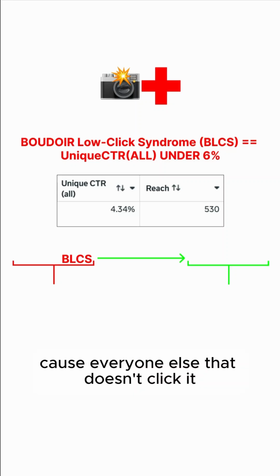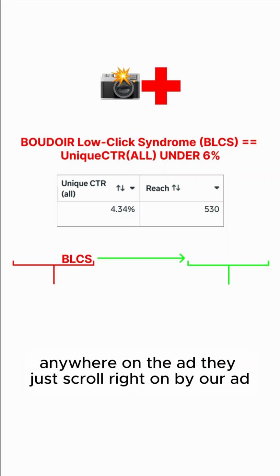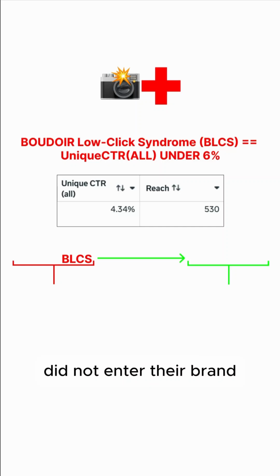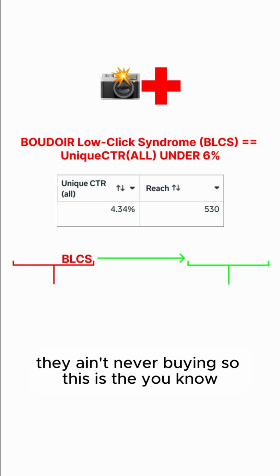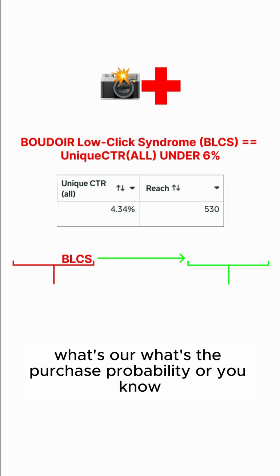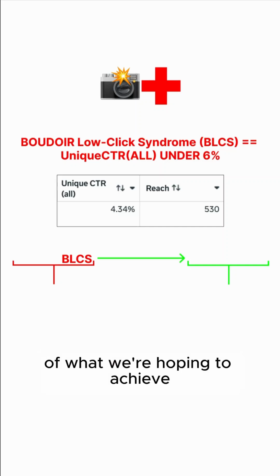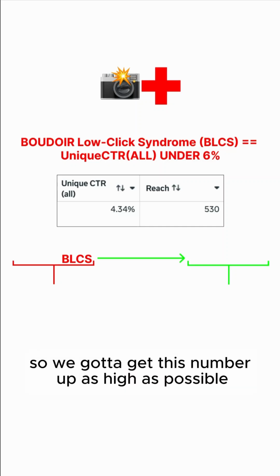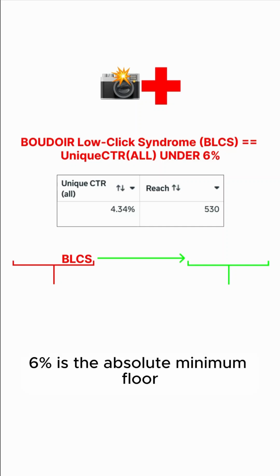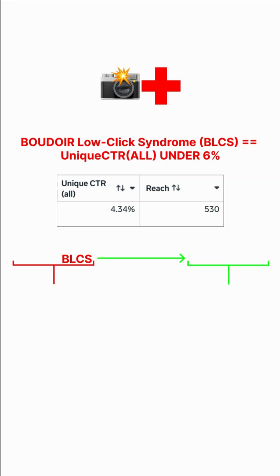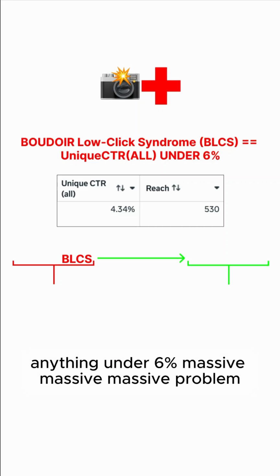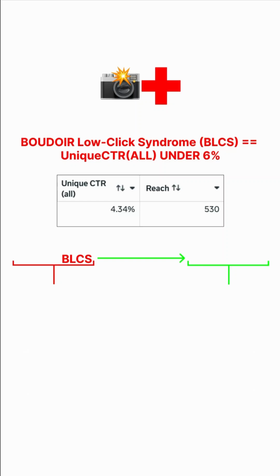Because everyone else that doesn't click anywhere on the ad just scrolls right on by. Our ad did not enter their brain. They ain't never buying. So this is the purchase probability, or the first leading indicator of what we're hoping to achieve. So we gotta get this number up as high as possible. 6% is the absolute minimum floor. Anything under 6%, massive, massive, massive problem.